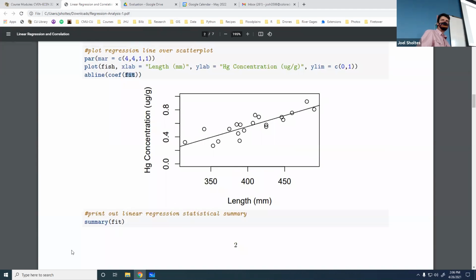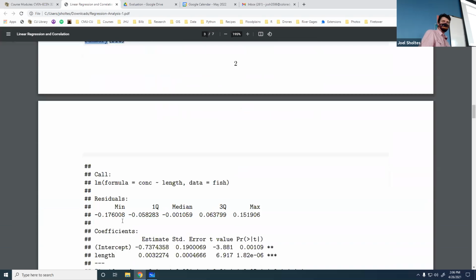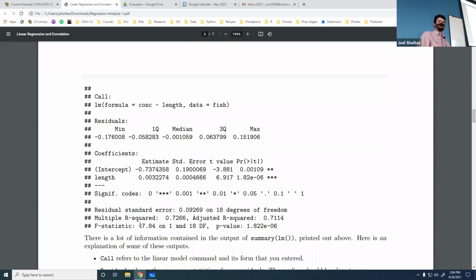Now we can actually look at what's inside of our model. So this function summary, I do summary(fit), fit contains the model, and then it gives me a big summary of everything that's in there. So it repeats the formula. So this is the linear regression model, concentration follows length, or concentration is a function of length. It gives you some information about your residuals. The median residual is -0.01 or 0.001. The max residual is 0.15. So some estimate of your scatter.